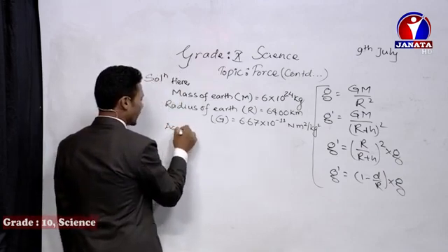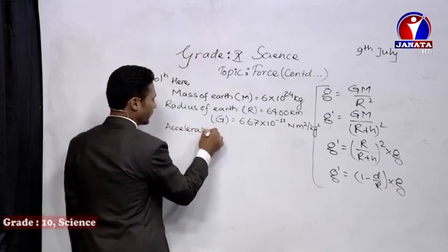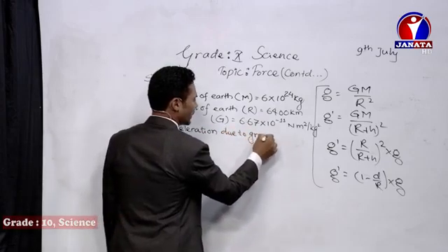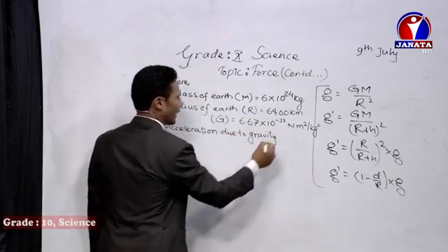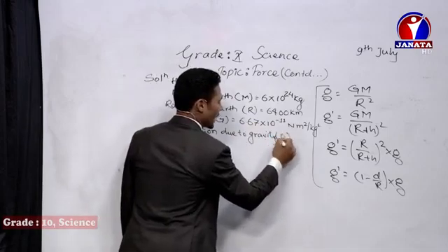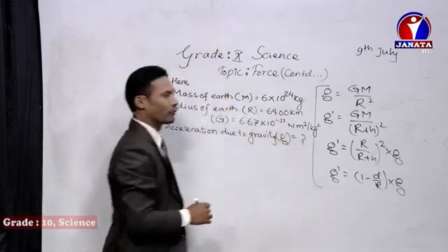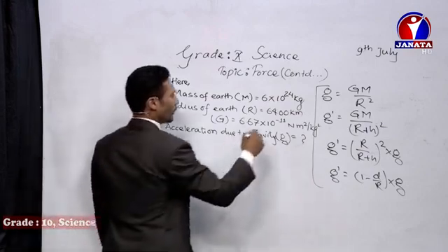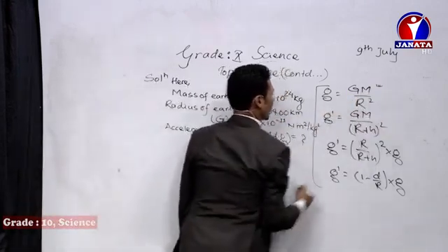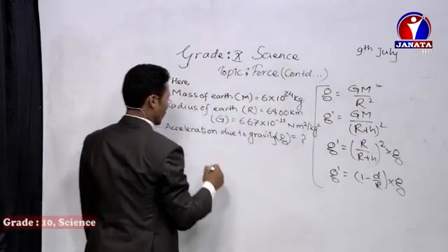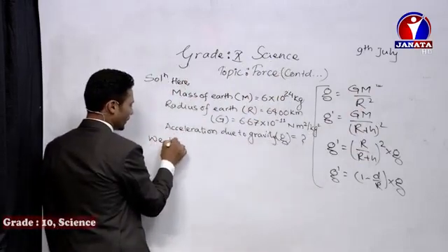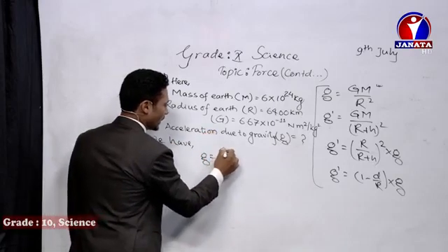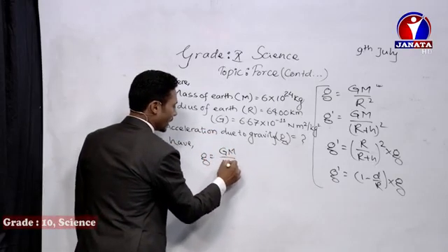So acceleration due to gravity, the symbol I will write is g, because it is at the surface of Earth. We need to calculate this small g. Now let's check the formula. This formula is suitable for this, so we are using that formula. We have g equals GM by r square.